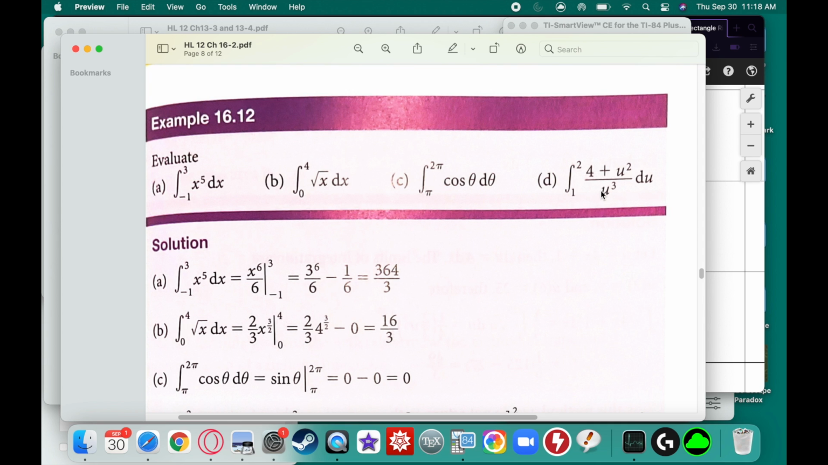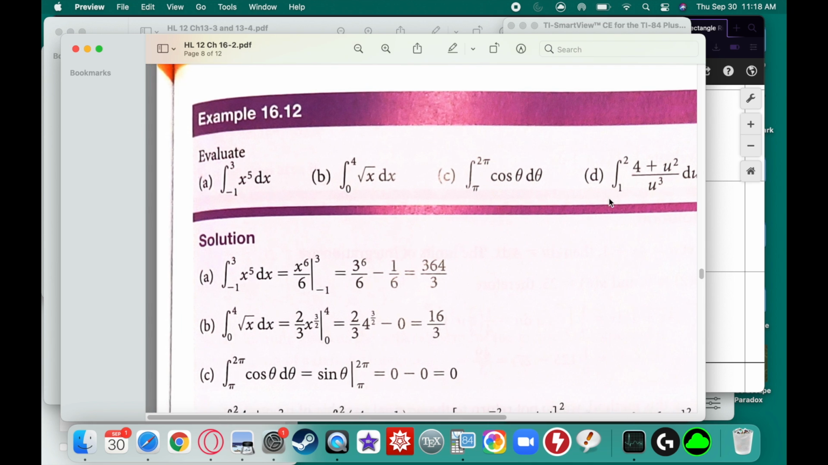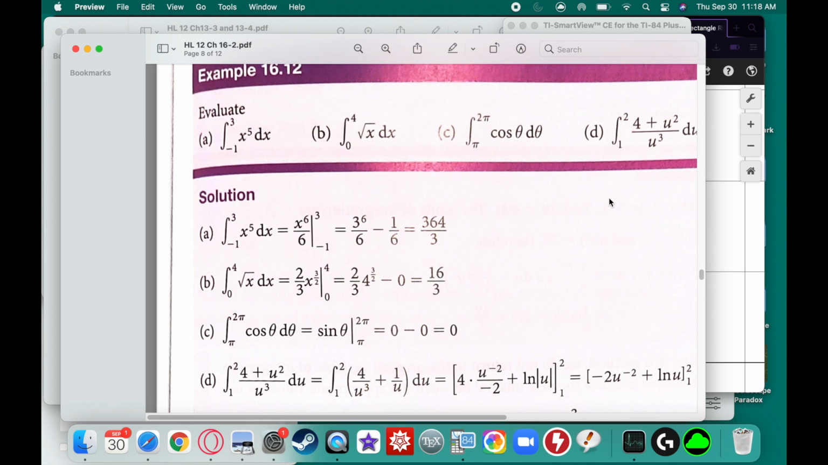All right, this one, we're going to have to split up a little bit. This is going to be 4 over u cubed and u squared over u cubed. That means this one's going to be 4 u to the negative 3 power, and this is going to be u to the negative 1 power. The integral of 4 u to the negative 3 power is going to be negative 12 u to the negative 2 power. And this is just going to be 1 over u, so the integral of that should be the natural log. If we know our integral rules, this should be pretty simple. So the natural log of the absolute value of u.